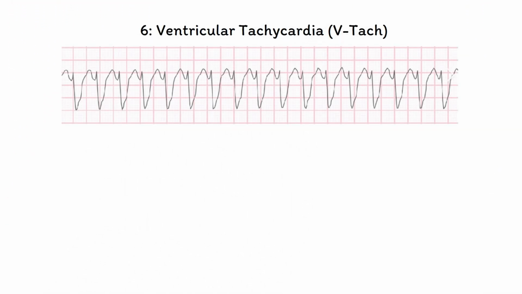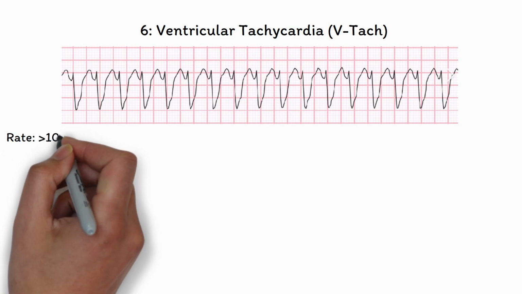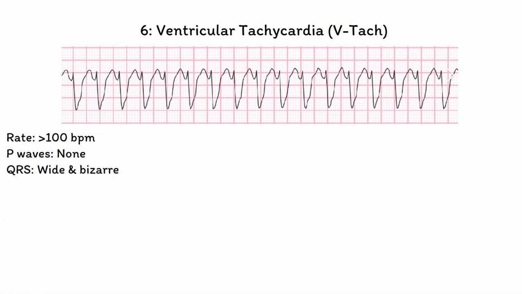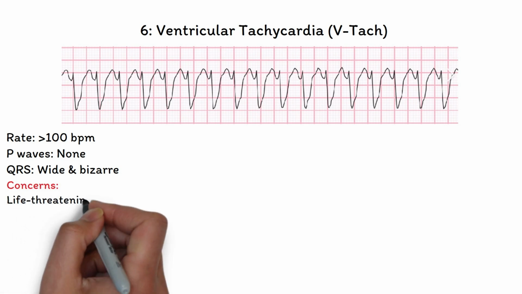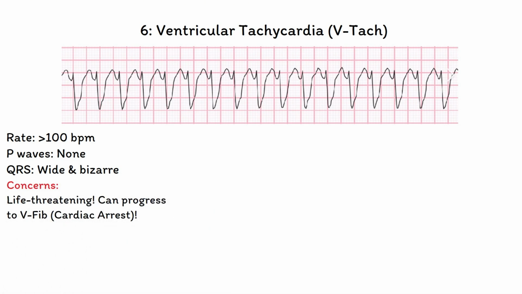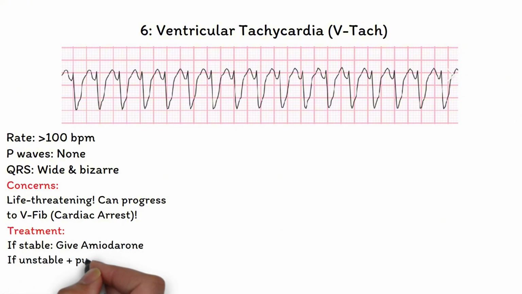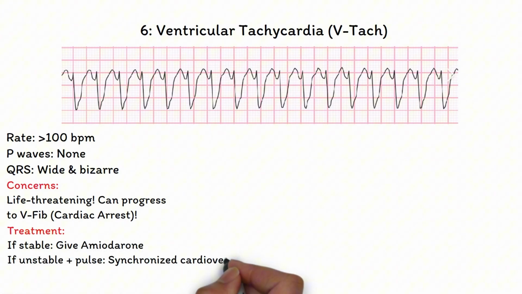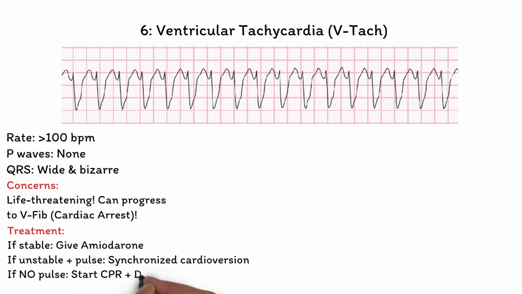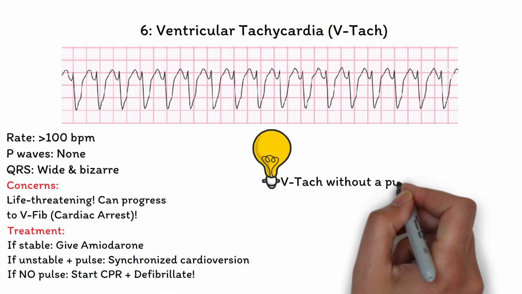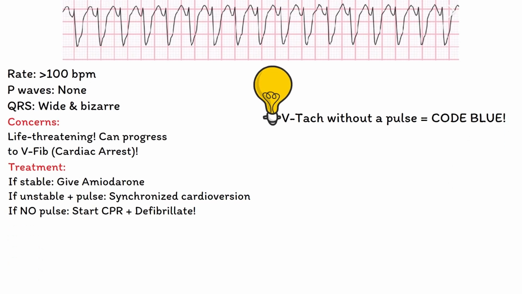6. Ventricular tachycardia, VTach: rate greater than 100 BPM. P waves: none. QRS wide and bizarre. Life-threatening, can progress to VFib and cardiac arrest. Treatment: if stable, give amiodarone. If unstable with a pulse, synchronized cardioversion. If no pulse, start CPR plus defibrillate. NCLEX tip: VTach without a pulse equals code blue.